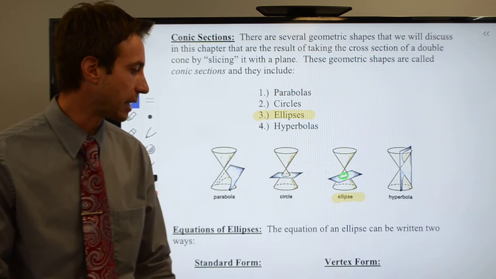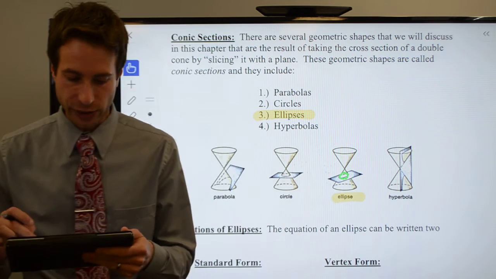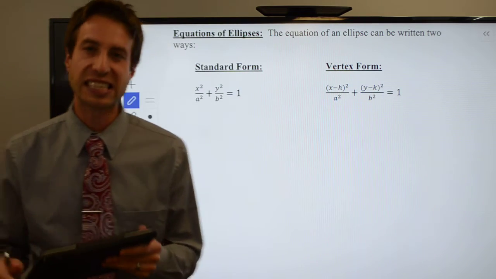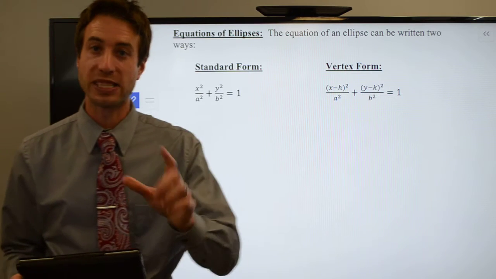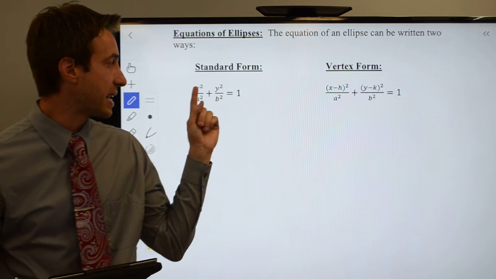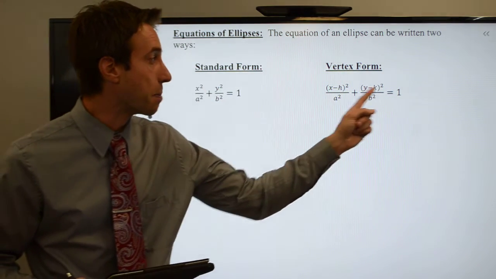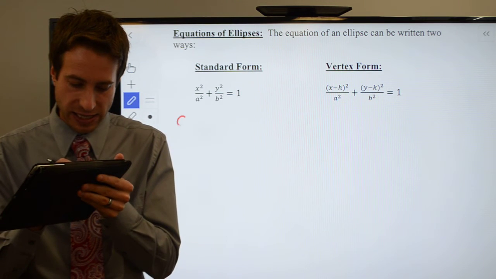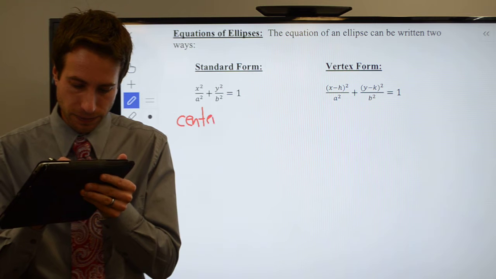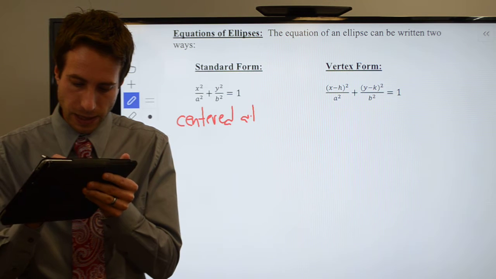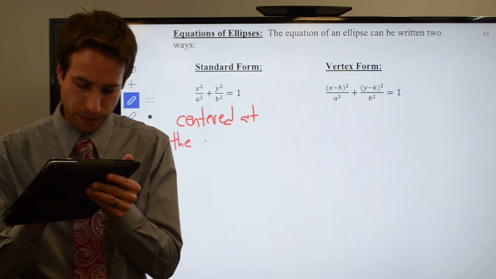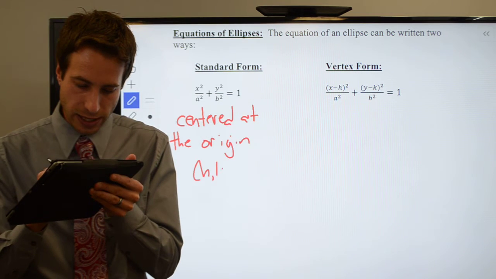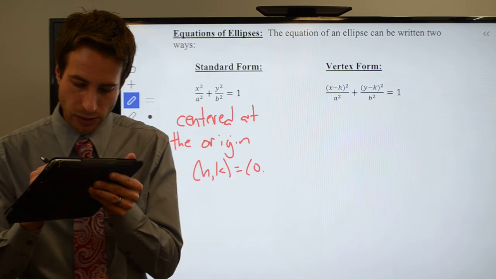So we're on to ellipses here. Let's take a look at the two forms that these can come in. Again, just like with circles, we see this idea of there not being an H and K and there being an H and K. The only difference here is this one is centered at the origin, which simply means that H and K are 0, 0.